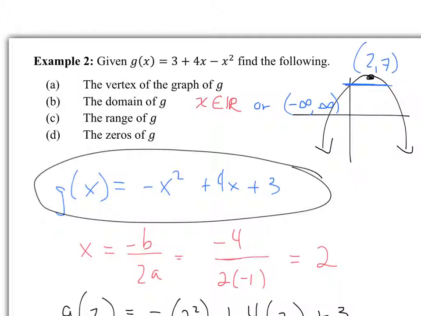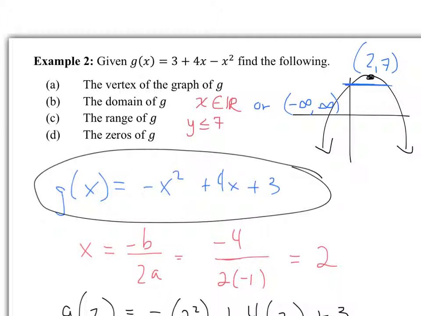So we know that the range cannot exceed 7. It could be 7. It got up to 7 when it was at the vertex, but it cannot exceed 7. So y is all numbers less than or equal to 7. So we start with that. Okay, that's our range simply.